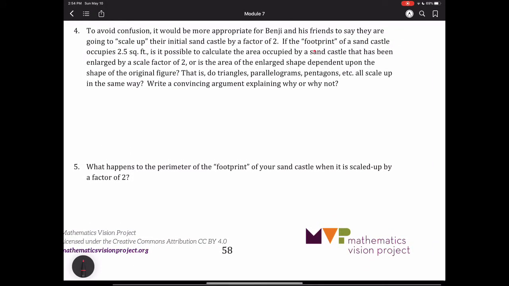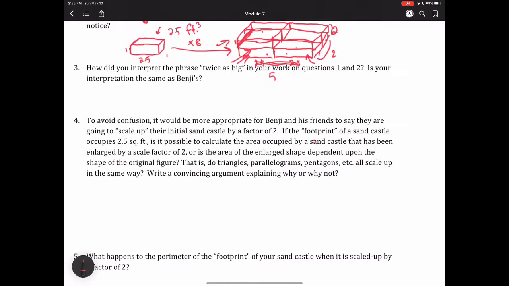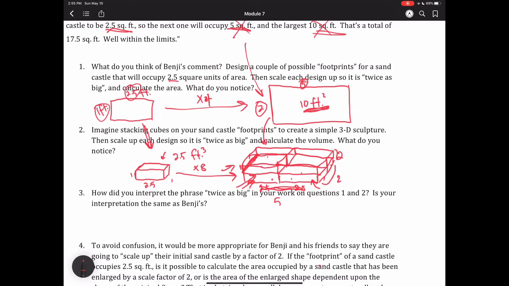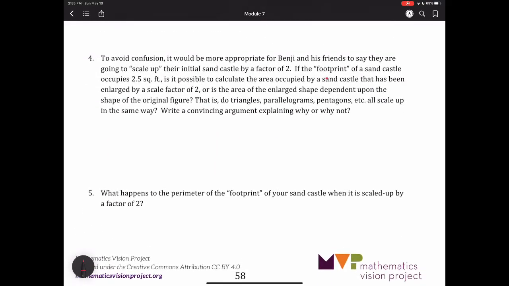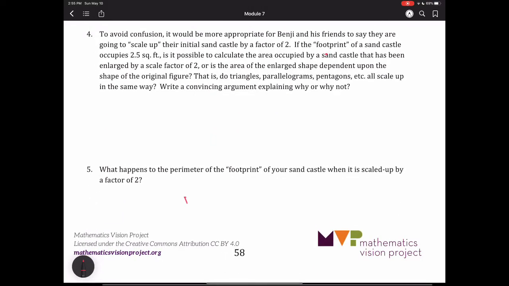And what happens to the perimeter of the footprint of your sandcastle when it's scaled up by a factor of 2? Well, the perimeter is different than the area. So this one, the perimeter is 2.5 plus 2.5 plus 1 plus 1. So that is a perimeter of 7. And over here, we have a perimeter of 5 plus 5 plus 2 plus 2, which is actually equal to 14. And so when we scale up by a factor of 2, our perimeter is doubled. Okay. All right, let's move on to the next page here.